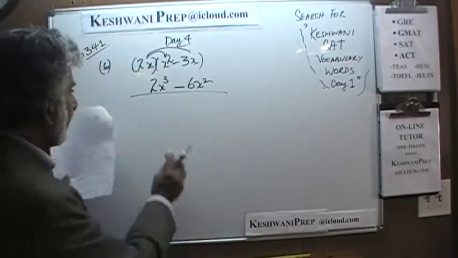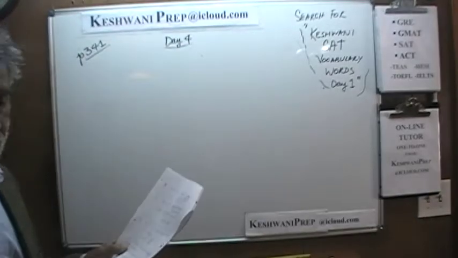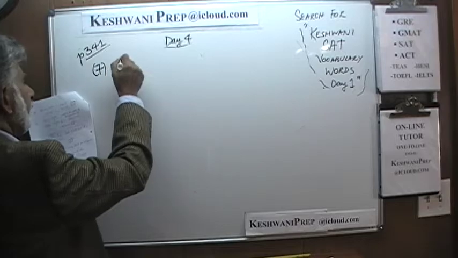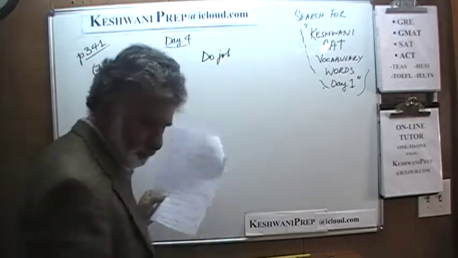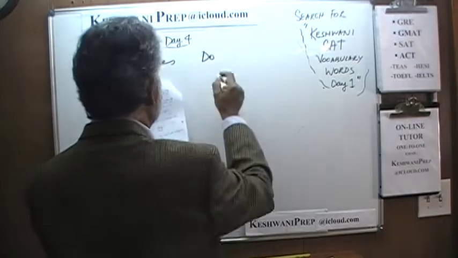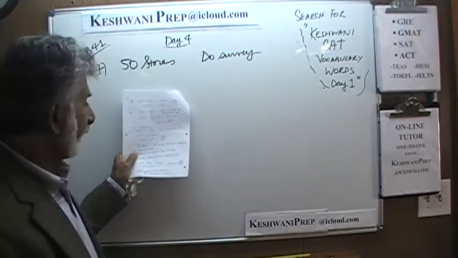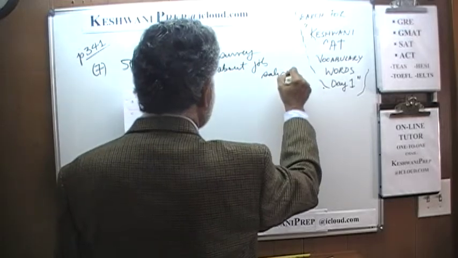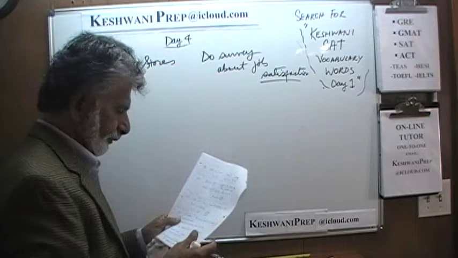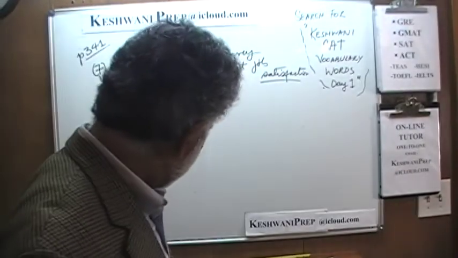Number 7 is a little bit more elaborate. So stay with me. Here we are told that we have 50 stores, and we are told to do a survey about job satisfaction. So apparently this corporation owns stores in 50 different locations. You happen to work in the corporate headquarters, and you're given a job to do a survey to figure out how satisfied the employees are, to gauge their job satisfaction.